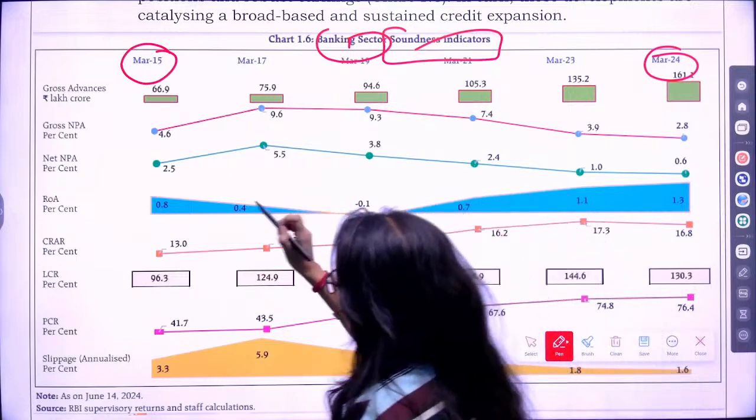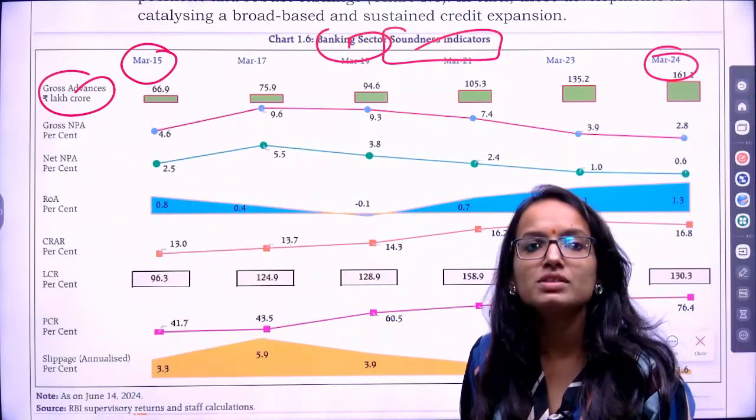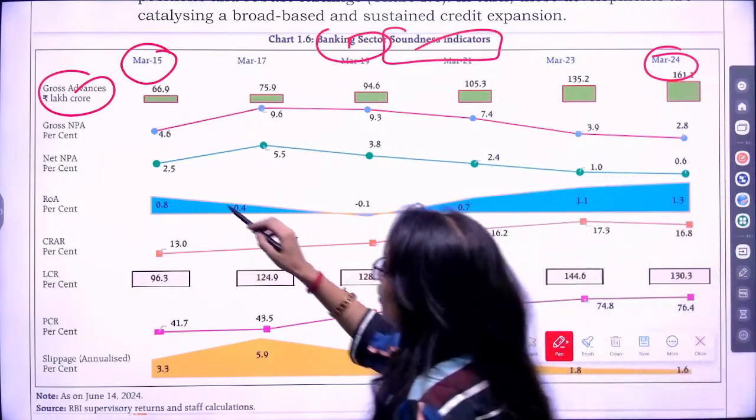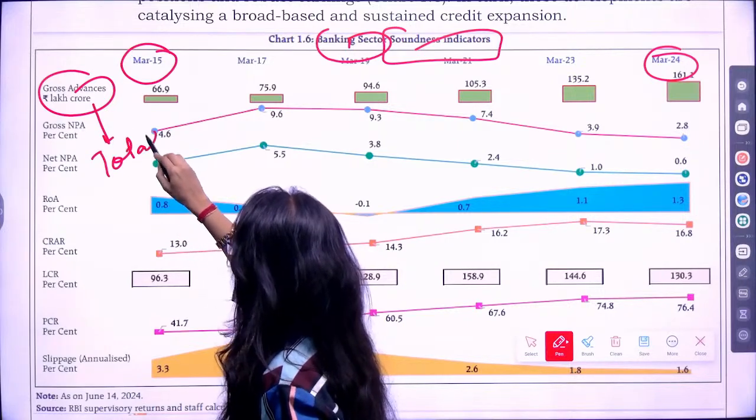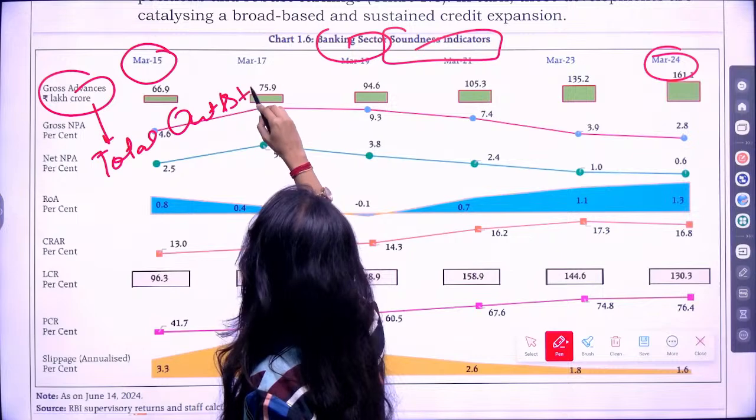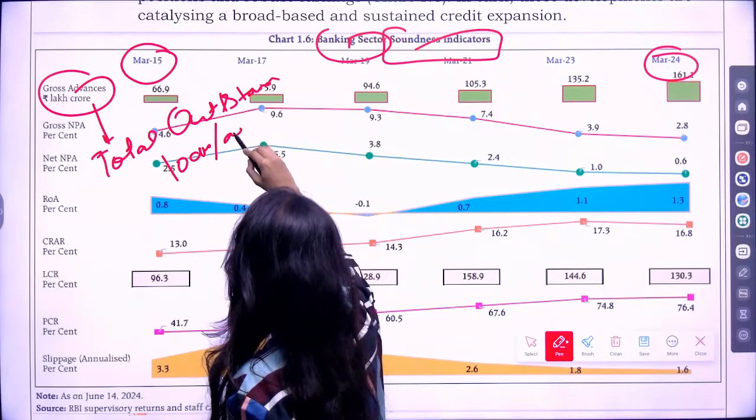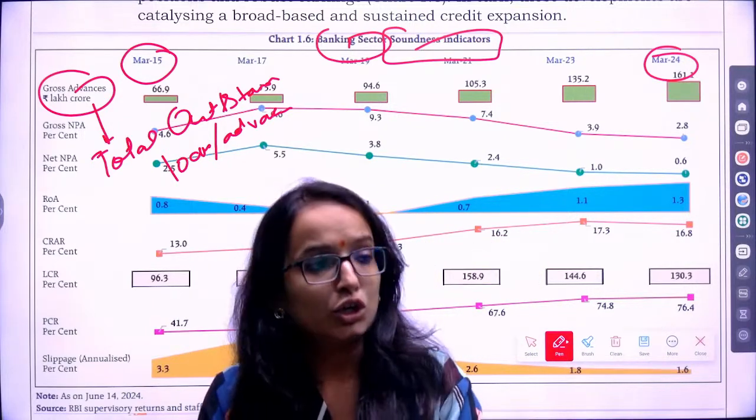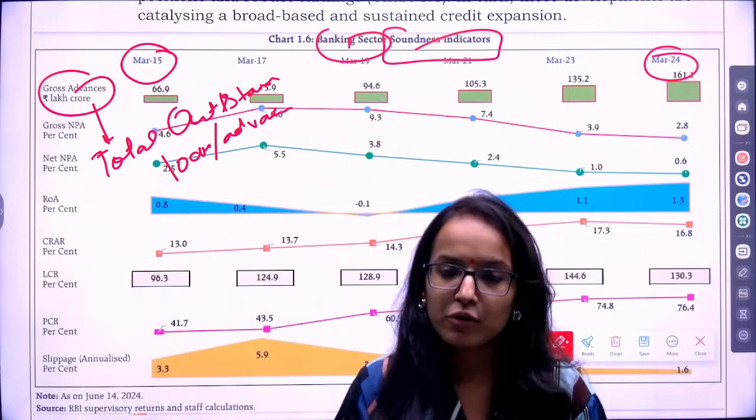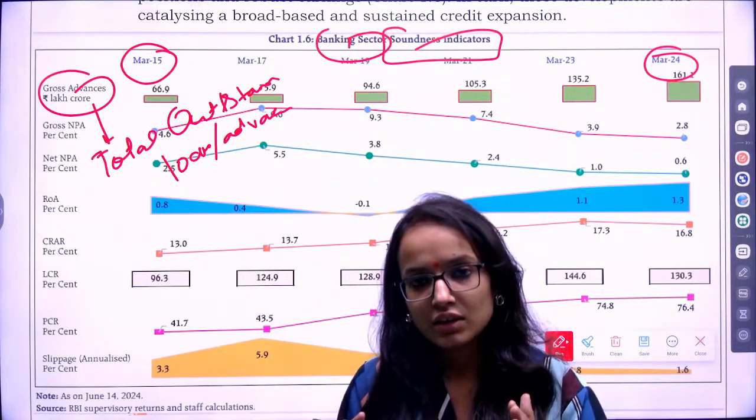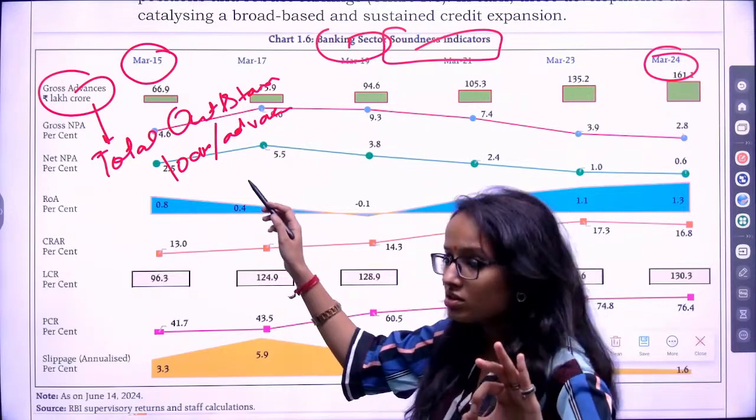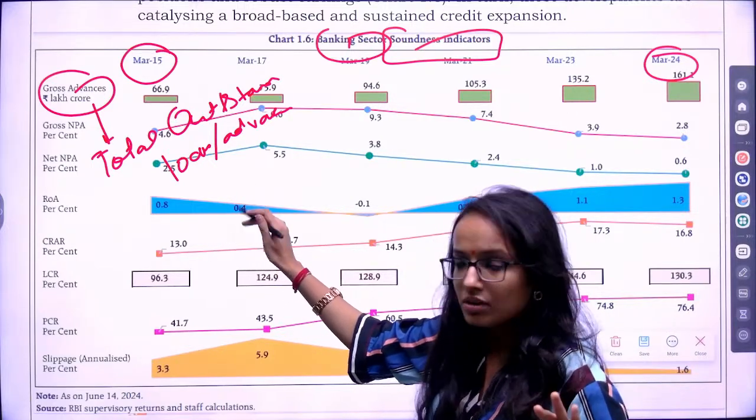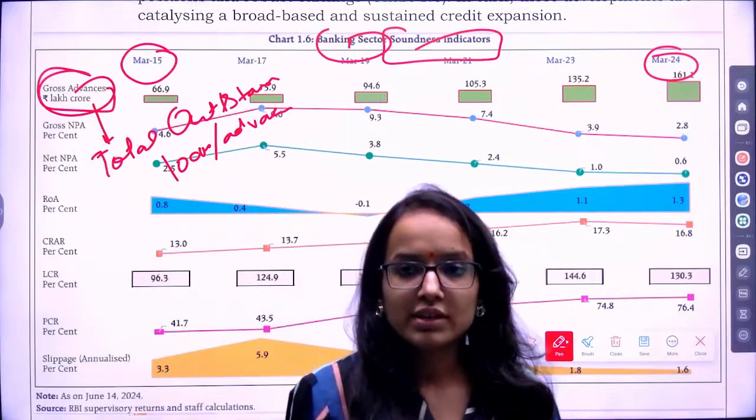Okay. Now, the first indicator provided by the report is your gross advances. What are gross advances? Gross advances are your total outstanding loans or advances which your banks have. Whatever loans, advances you have made, the total outstanding which have not been recovered, is your gross advances. Whatever you have lent and whatever is outstanding, this is your gross advances. Total outstanding loans or advances, basically. Understood? So the first indicator is your gross advances.